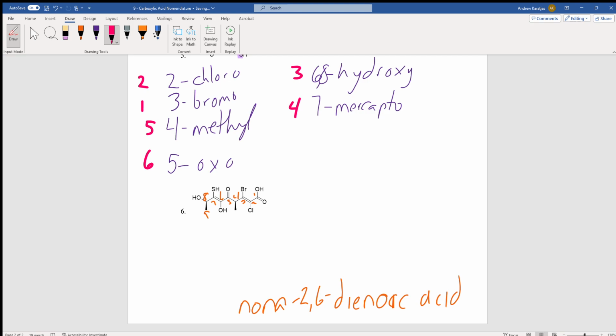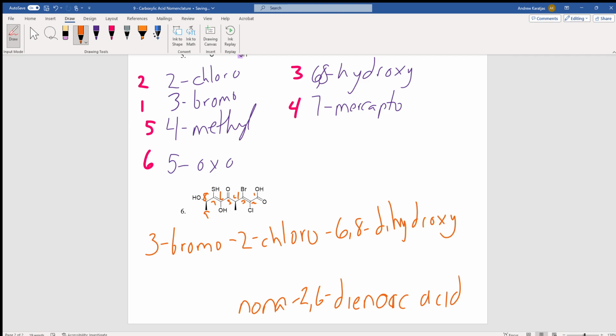So now we just need to put these in order. 3-bromo, 2-chloro, 6,8. There's 2 of them. We've got to add in our dihydroxy. Next is 7-mercapto. 4-methyl. And 5-oxo.